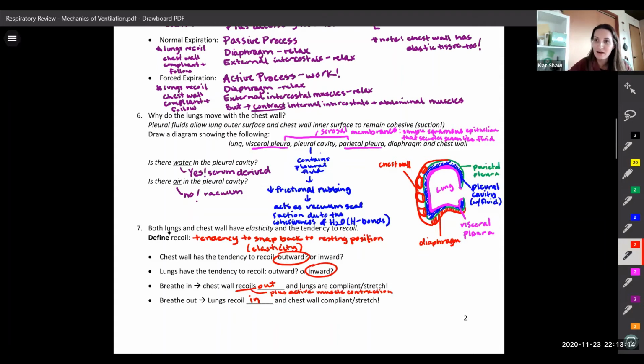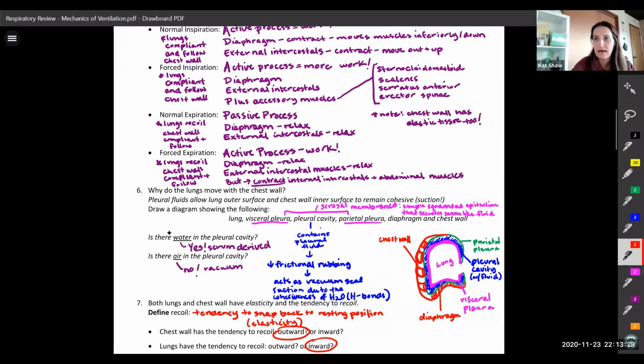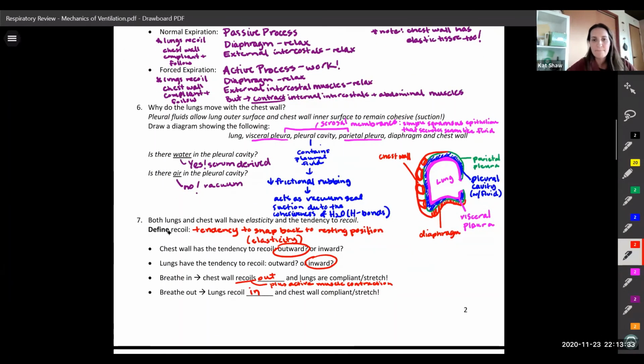The chest wall itself has elastin interspersed within the muscular structures, or you can just say elastic tissue too. And I think I noted that up here. The chest wall has elastic tissue too. So that means not only do the lungs have a tendency to recoil, but the chest wall as well. The lungs have a tendency to recoil inward, but the chest wall has a tendency to recoil outward.